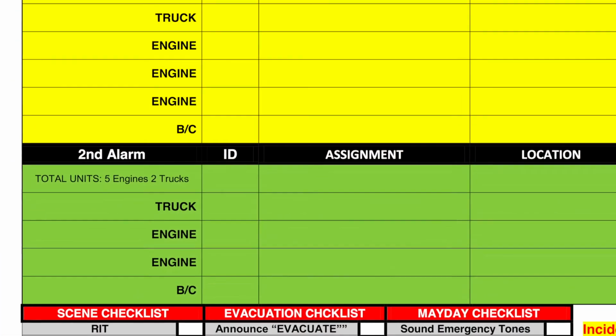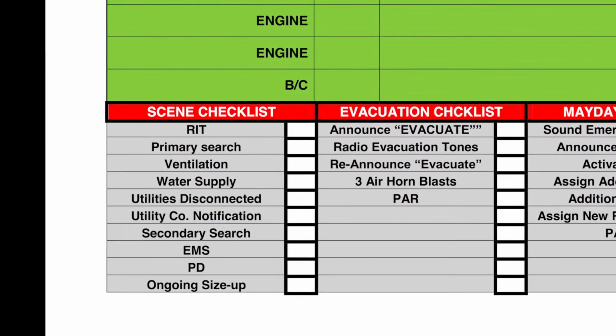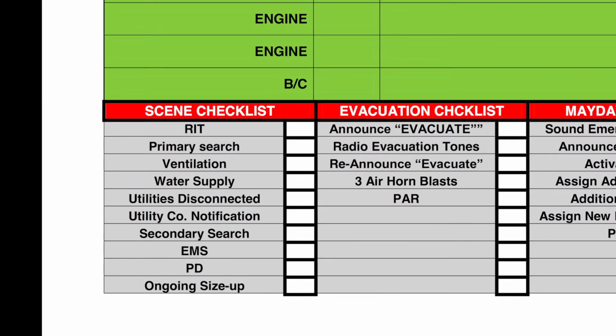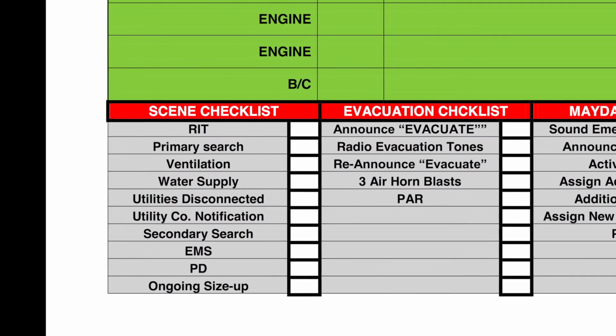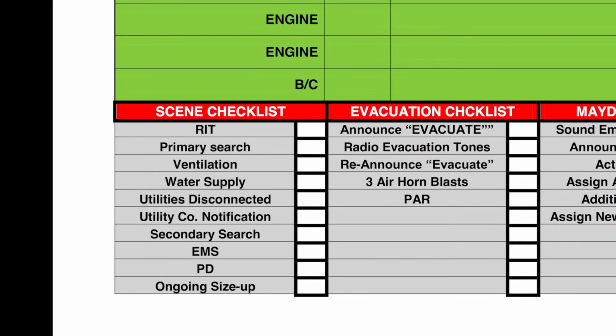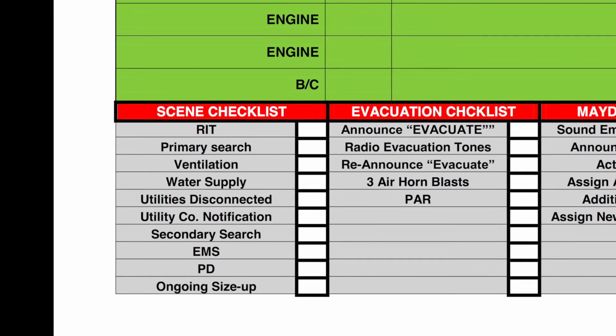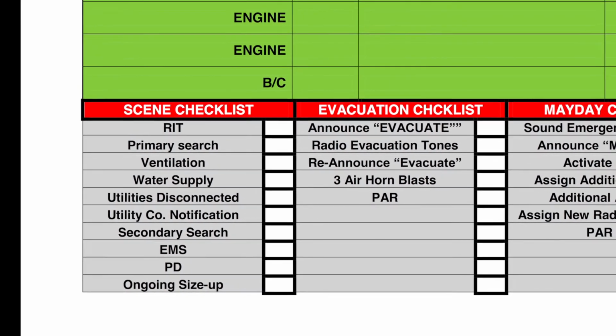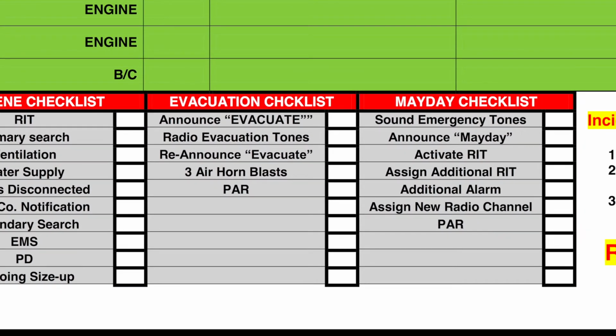The bottom of the card contains 3 checklists. The scene checklist, which contains many mandatory functions such as the establishment of RIT, completion of primary search, as well as notification of utility companies and other assisting agencies such as EMS and PD. The evacuation checklist, which lists the tasks that must be performed in the event of an evacuation. And finally, the Mayday checklist, which again lists the tasks that must be completed in the event of a firefighter Mayday.